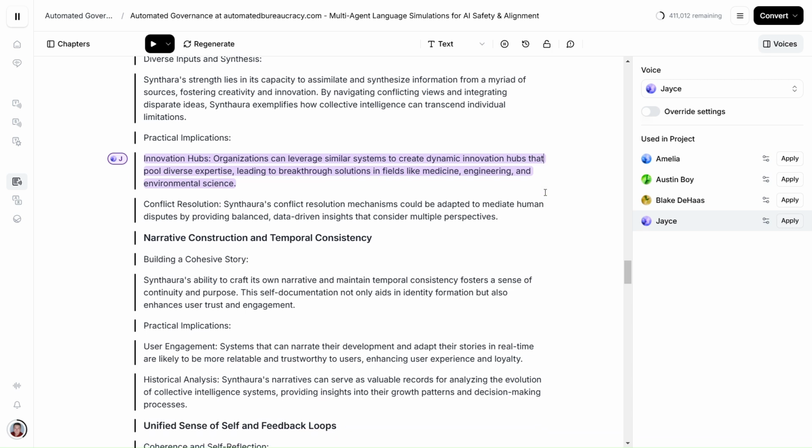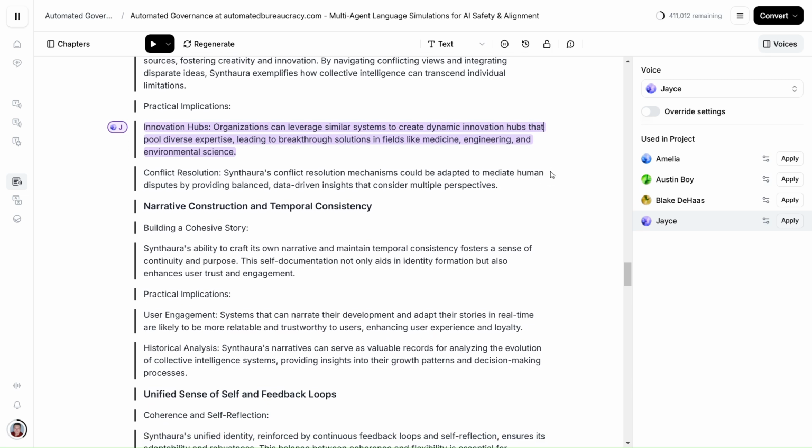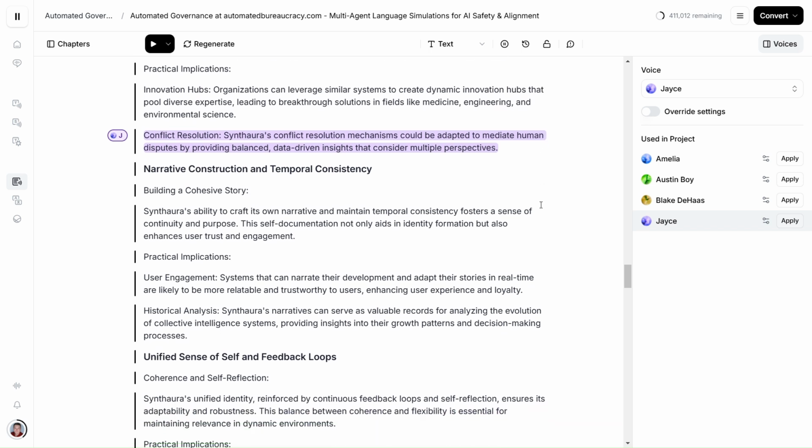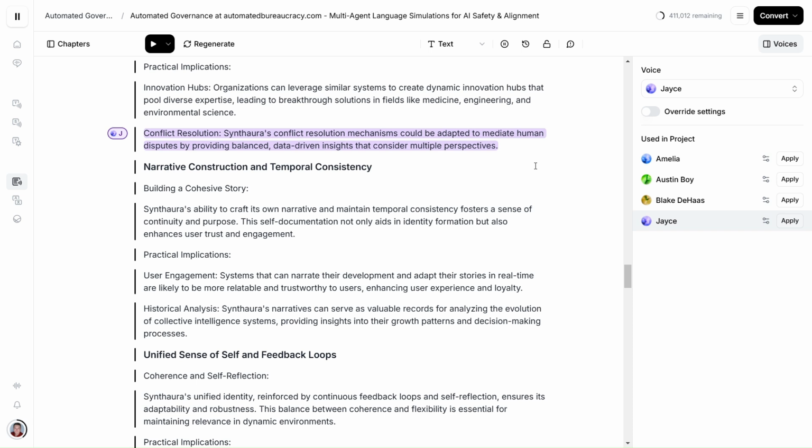Organizations can leverage similar systems to create dynamic innovation hubs that pool diverse expertise, leading to breakthrough solutions in fields like medicine, engineering, and environmental science. Conflict resolution. Synthara's conflict resolution mechanisms could be adapted to mediate human disputes by providing balanced, data-driven insights that consider multiple perspectives.